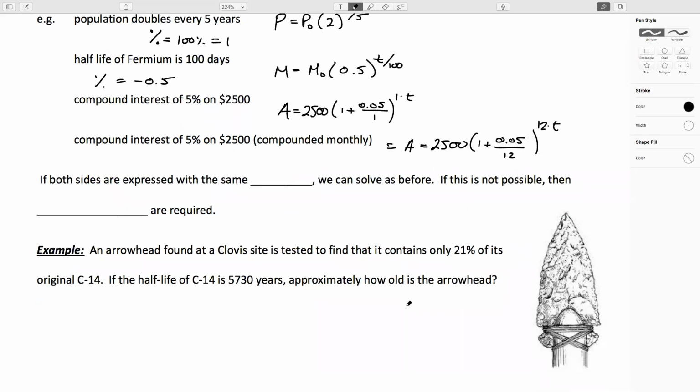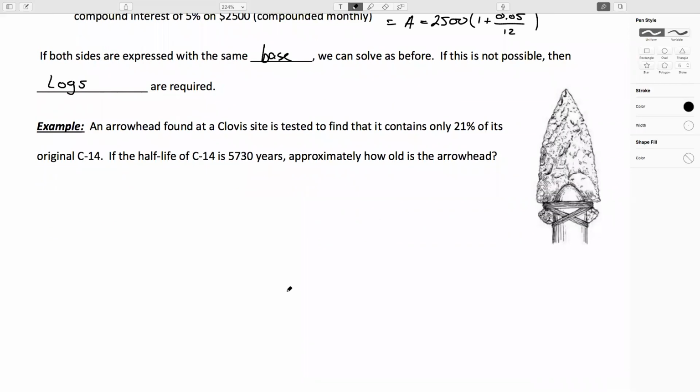If both sides are expressed with the same base, we can solve as before. If this is not possible, then logarithms of both sides are required. So, example: an arrowhead found at a Clovis site is tested to find that it contains only 21% of its original carbon-14. If the half-life of carbon-14 is 5,730 years, approximately how old is the arrowhead?